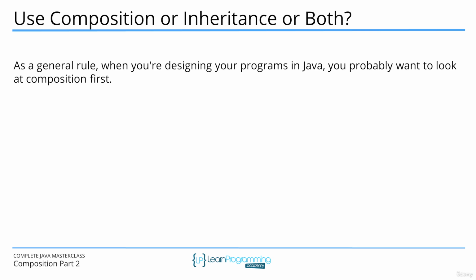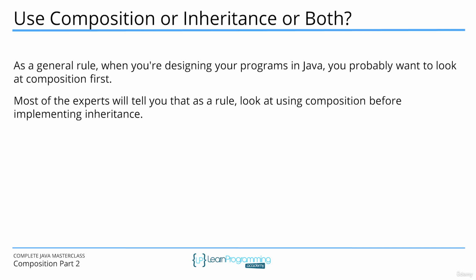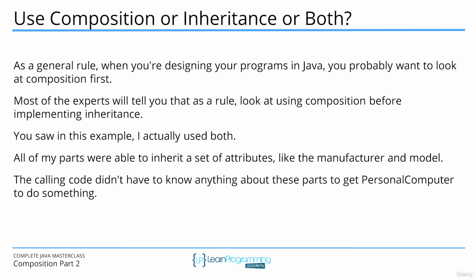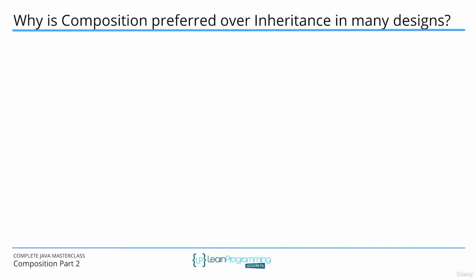As a general rule, when you're designing your programs in Java, you probably want to look at composition first. If you do any sort of research on the internet, most of the experts will tell you that as a rule, look at using composition before implementing inheritance. You saw in this example I actually used both. All of my products, the parts that made up the finished product and the finished product itself, were able to inherit a set of attributes, like the manufacturer and model. And the calling code didn't have to know anything about these parts to get personal computer to do something. It was able to tell the personal computer to power up, and the personal computer delegated that work to its parts. The reasons composition is preferred over inheritance.